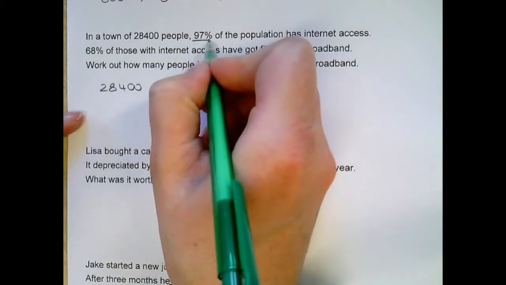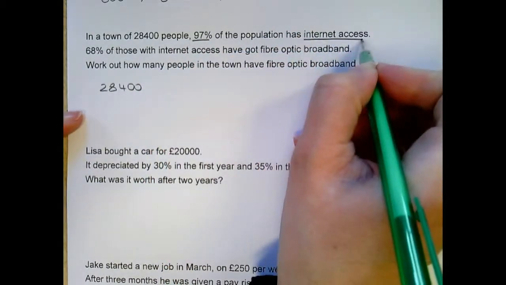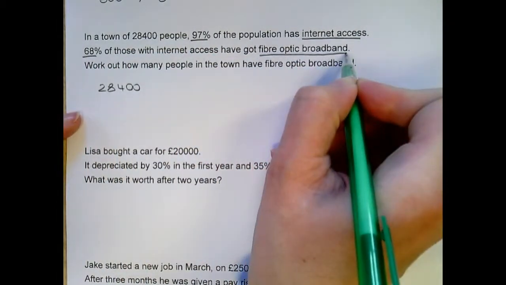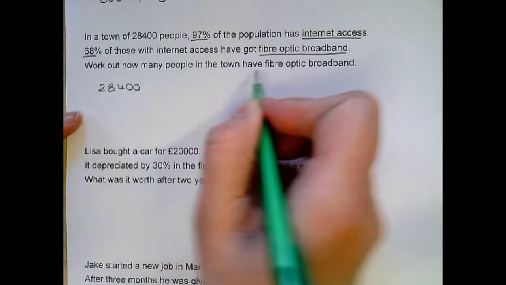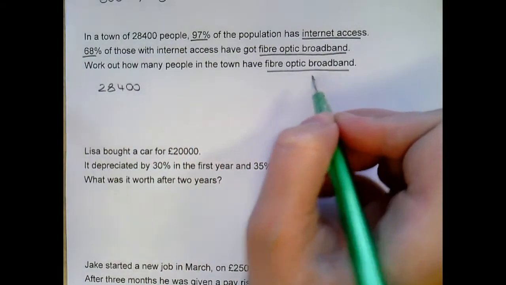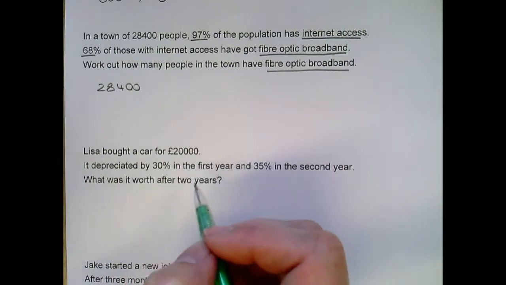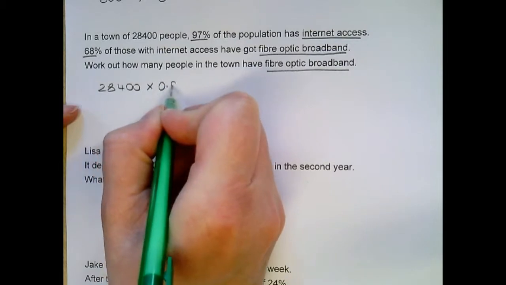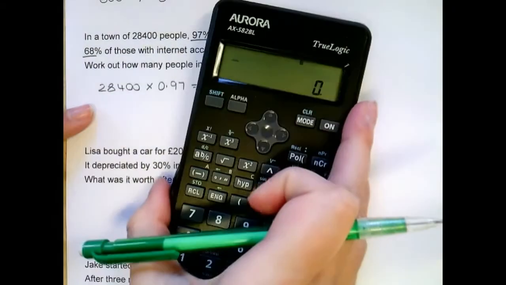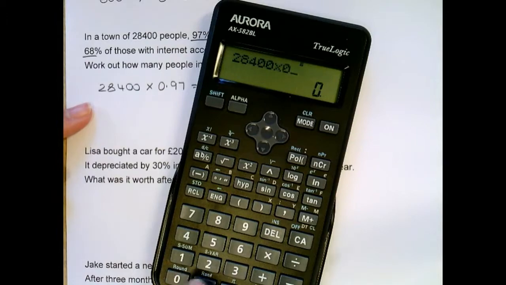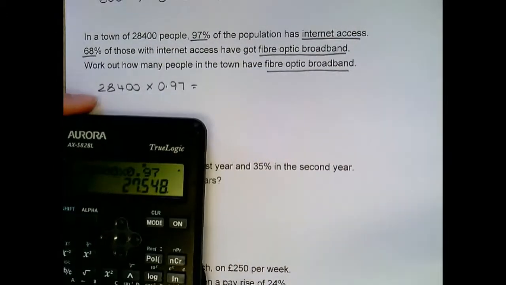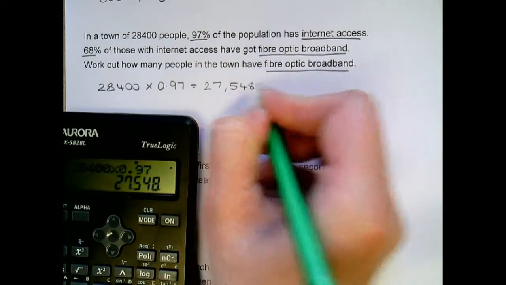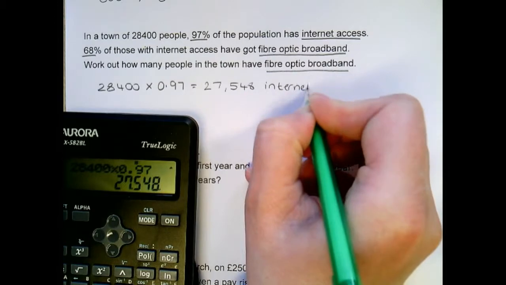In a town of 28,400 people, 97% of the population has internet access, and then 68% of those with internet access have got fibre optic broadband. Work out how many people in the town have fibre optic broadband. So you need to find 97% of the population first, because that's how many actually have internet. So to find 97%, I would times by 0.97. So 28,400 times by 0.97 gets you 27,548. So 27,548 people actually have the internet.